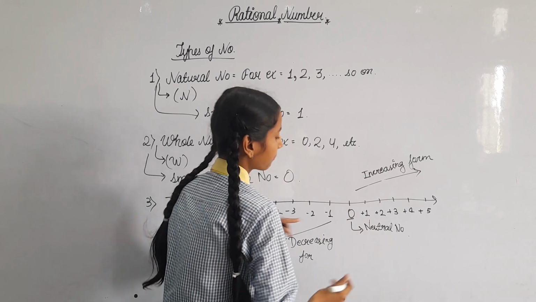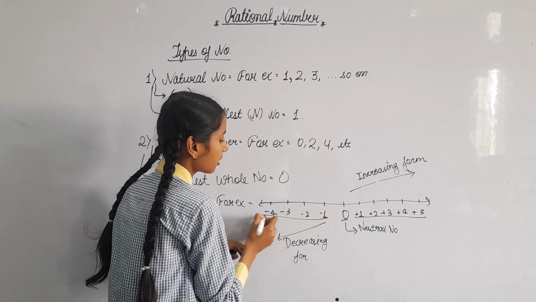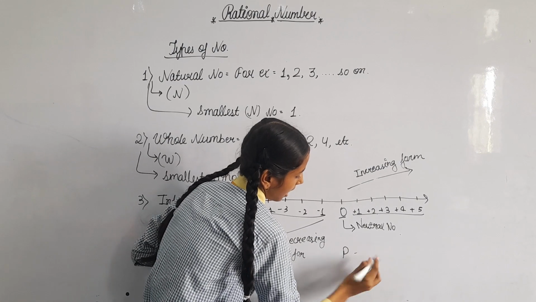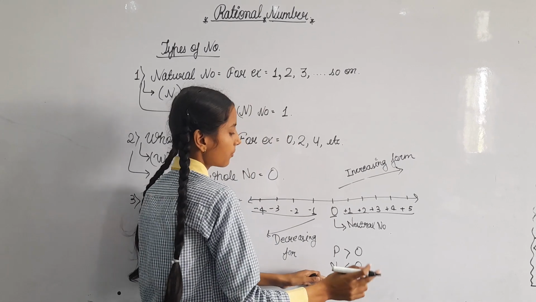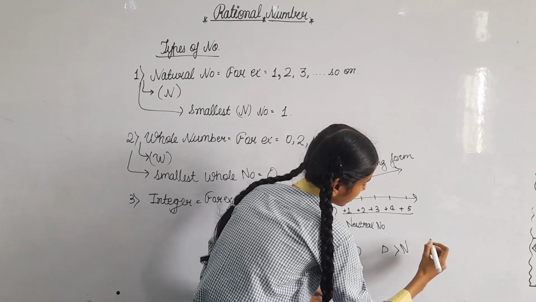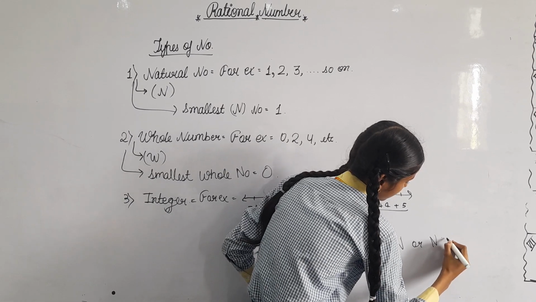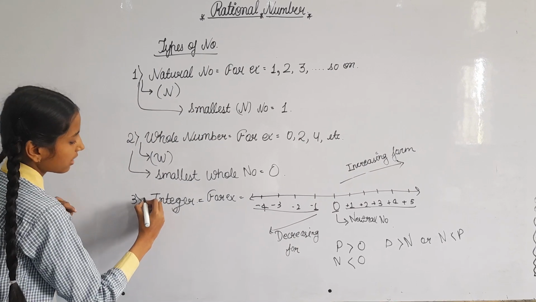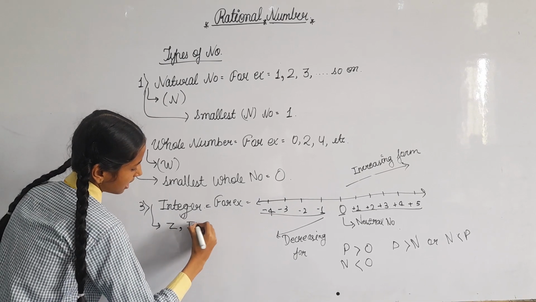And 0 is smaller than all positive numbers, but 0 is greater than all negative numbers. All positive numbers are greater than 0, but all negative numbers are smaller than 0. All the positive numbers are greater than negative numbers, or all negative numbers are smaller than positive numbers. Now the alphabet which we use to indicate the integer is Z or I.